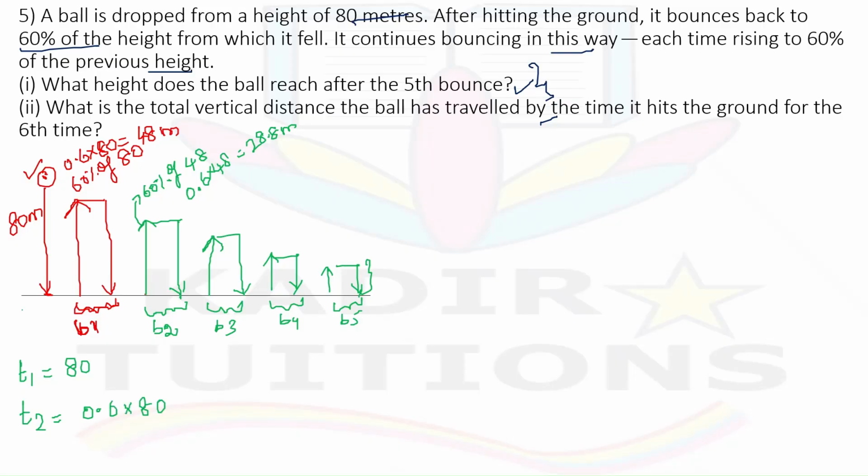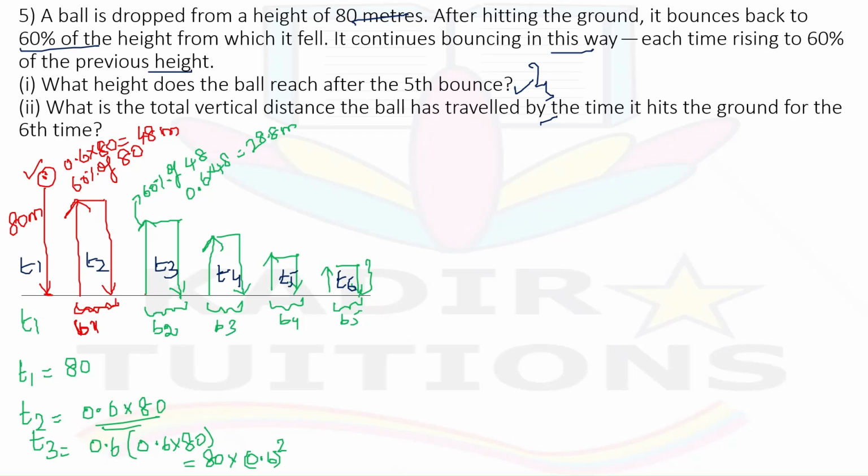Now this one I am mentioning as T1, and here I will change the color. So this is T1, and this is T2, and this is T3, T4, T5, T6. This is how I'm making it. So now coming back, what about T3? T3 is equal to what? 0.6 of the previous term. What is the previous term? It is 0.6 into 80. So how can I write this? 80 into 0.6 to the power 2. Can I write that? Yes.